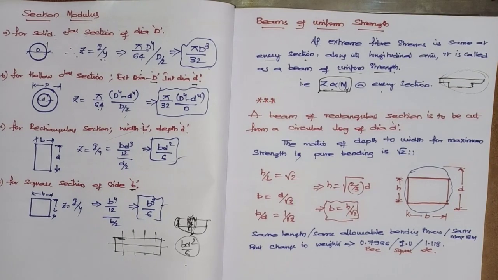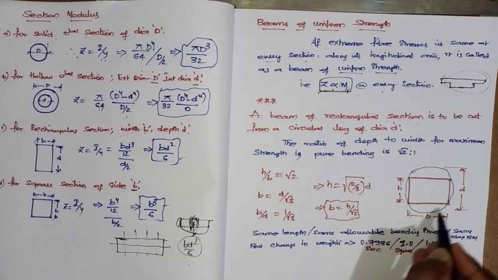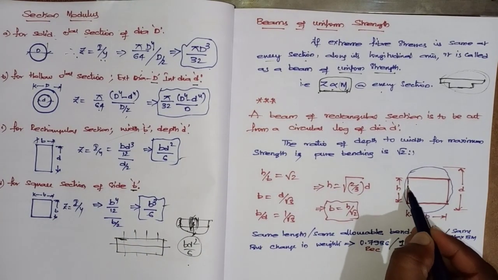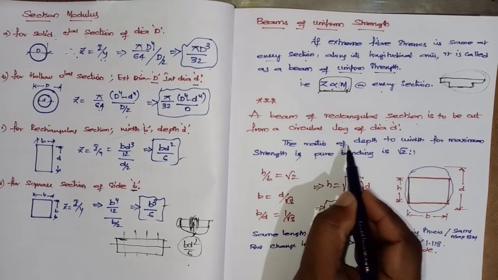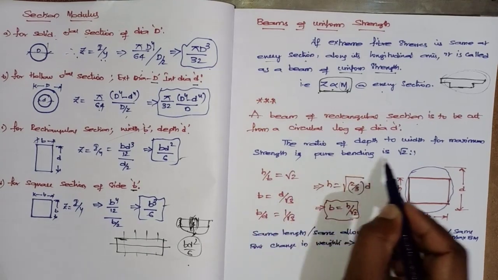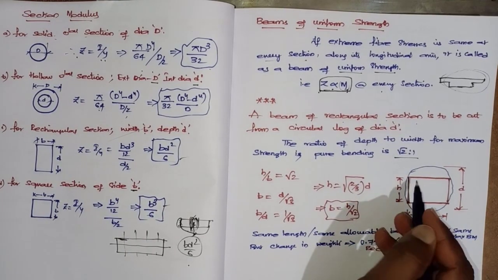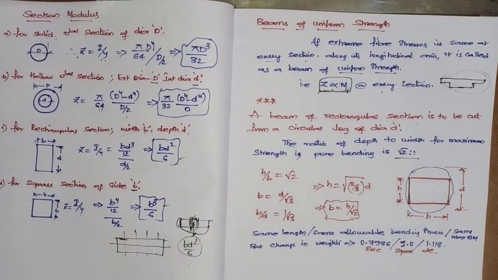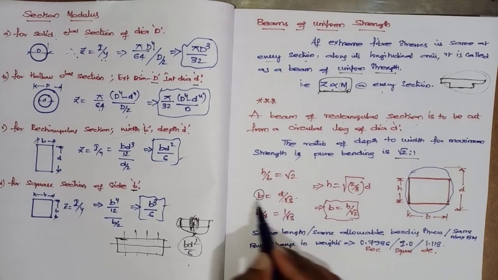Next, suppose a beam of rectangular section is to be cut from a circular log of diameter D, a wooden log, for example. From that, if I want to cut a rectangular section of width B and depth H, then the ratio of depth to width for maximum strength in pure bending is root 2 to 1. That is, H by B equals root 2, or B equals D by root 3, where D is the diameter of the log. You will get B.